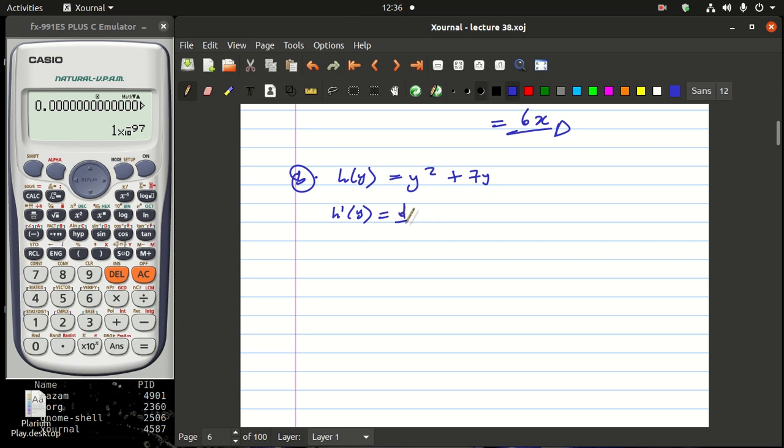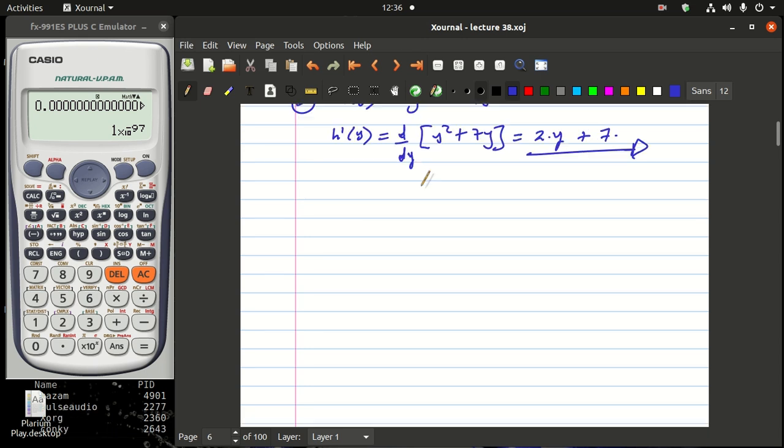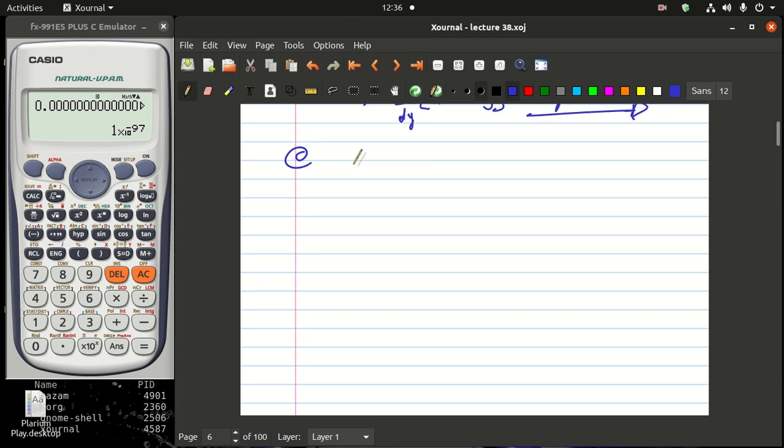So this is going to be d/dy, because the independent variable is y, of y squared plus 7y. Of course, you can say that this is actually a power function. So you bring the 2 down, you multiply by y, and then you subtract a 1. So it's going to be just 2y plus 7 times y. So we have a 1 here. When you bring it down, it's going to be 7 times 1, and then you have a y raised to 1 minus 1. So that's actually what you are left with, 2y plus 7. That's the derivative. Let's look at number C here.